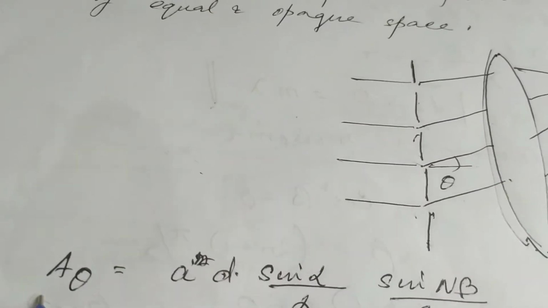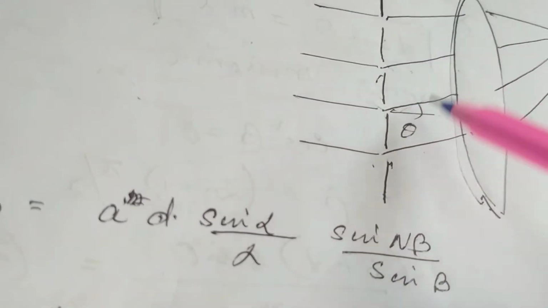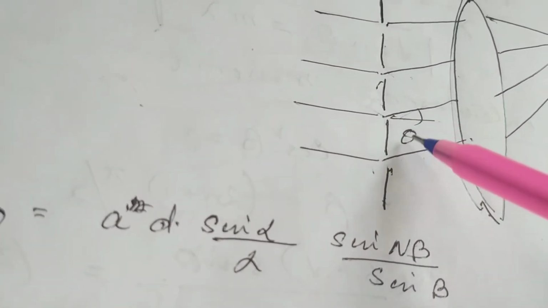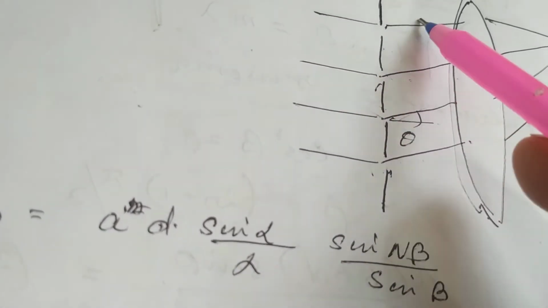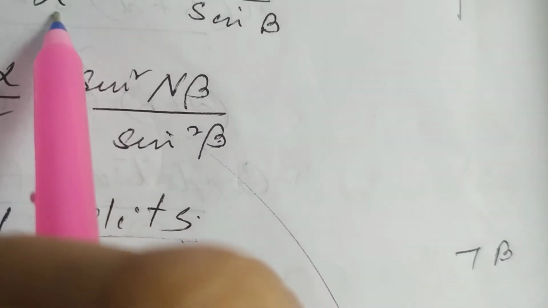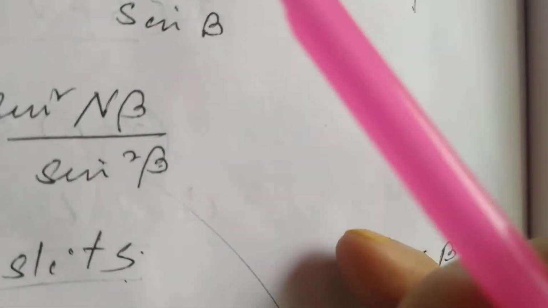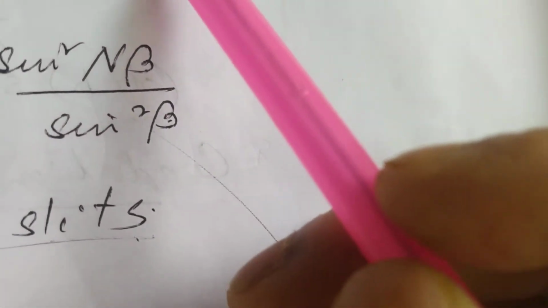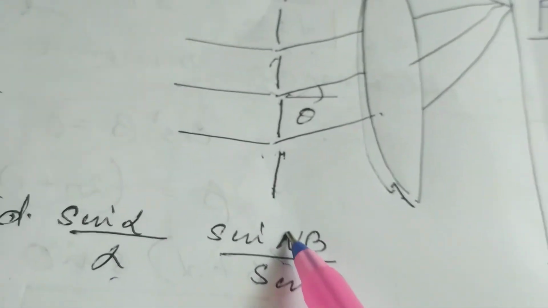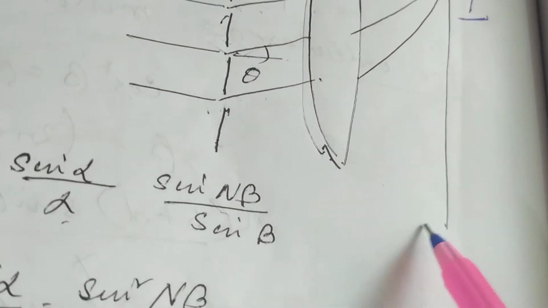At angle theta, the combined amplitude of all the parallel rays diffracted at an angle theta from all the slits, at the point P, is given by A D sin alpha by alpha, times sin N beta by sin beta. Now you already know what A, D, alpha and beta are. N is the number of slits. Here if there are n number of slits, then capital N represents that.